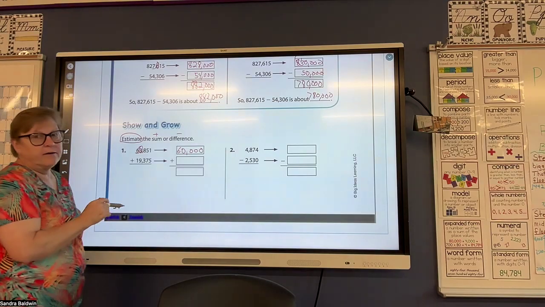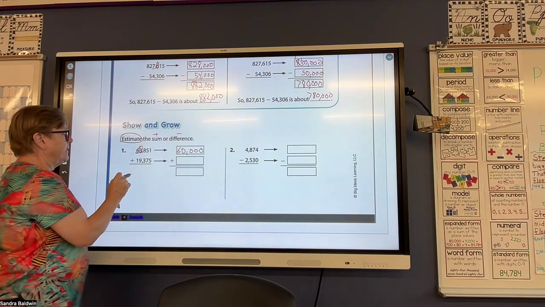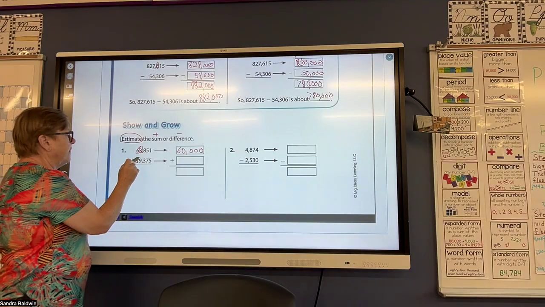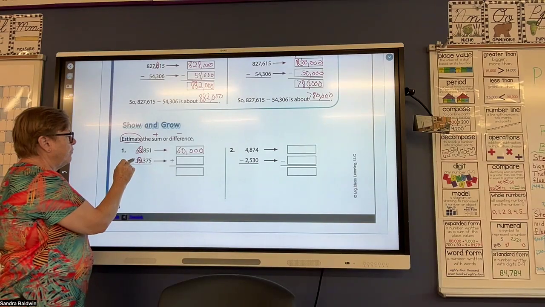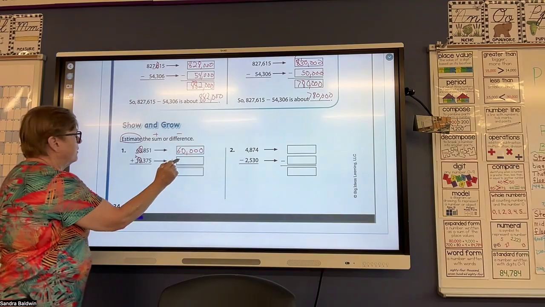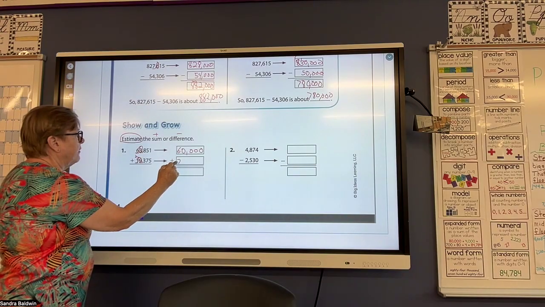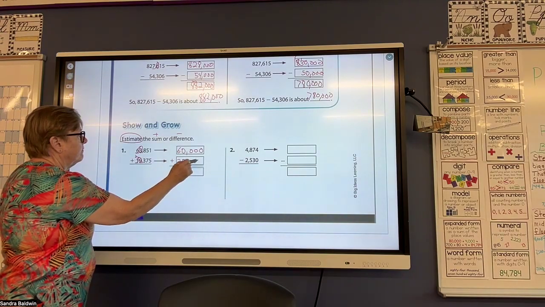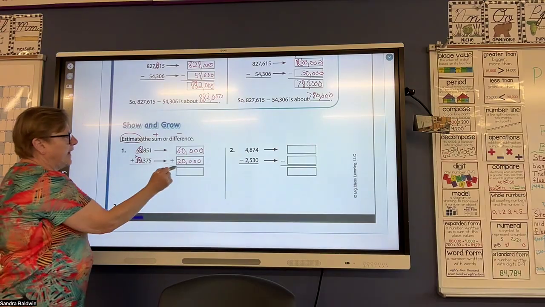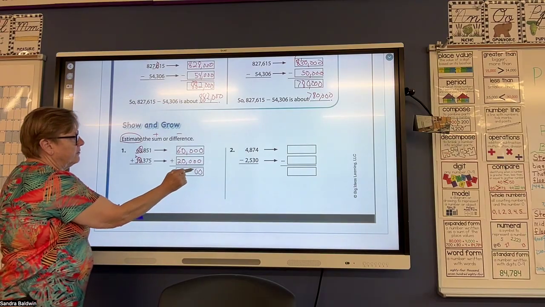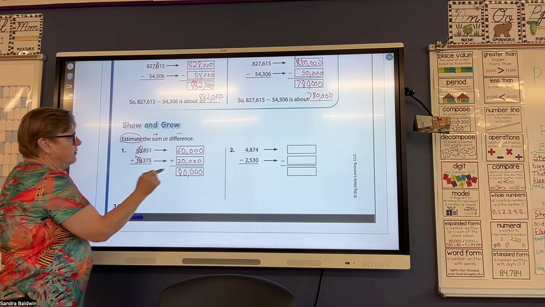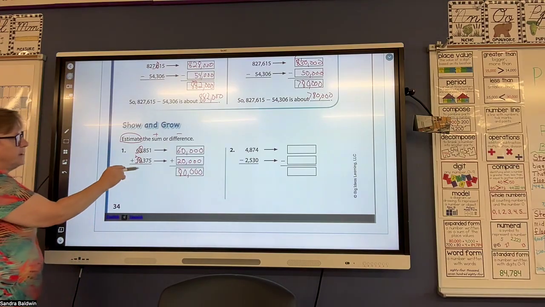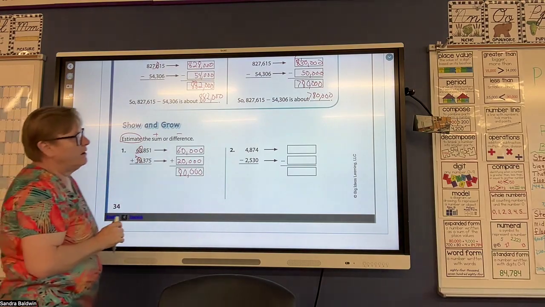For 19,375, again, I'm rounding to the nearest 10,000 because that's what I did here. So this is my 10,000, that's my 1,000. That 9 lets me know that I'm going to push up or shove up that 1 to a 2. So it's going to be 20,000. I'm adding, so we're adding the zeros. 6 plus 2 is 8. So I estimated this sum to be 80,000.